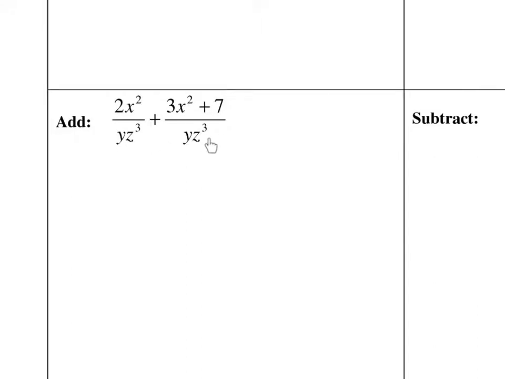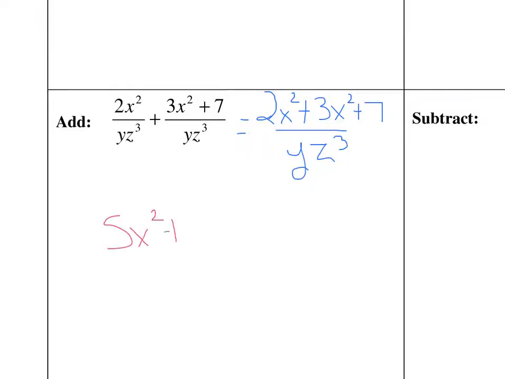All right, looking at the denominators here, they are already the same. So this denominator is going to be yz cubed, and we are going to add the numerators. So we'll have 2x squared plus 3x squared plus 7, and then checking for like terms. These are like terms, 2x squared plus 3x squared. When I put them together, I get 5x squared. So I have 5x squared plus 7, because we still have this plus 7 here, over yz cubed.